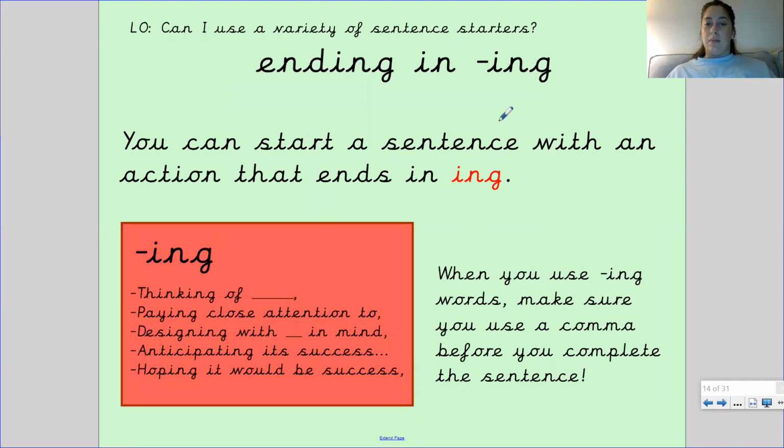Now, the fifth way of starting a sentence is with words ending in ing. For example, thinking of, paying close attention to, designing with this in mind, anticipating its success, hoping it would be a success. And we will look at some more examples to help you visualize this a bit more.